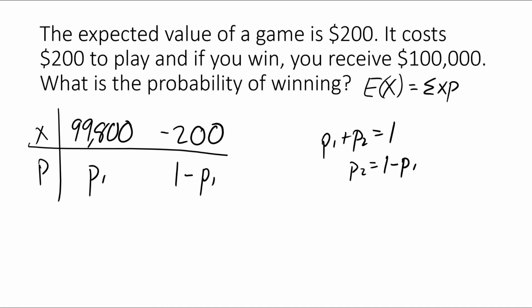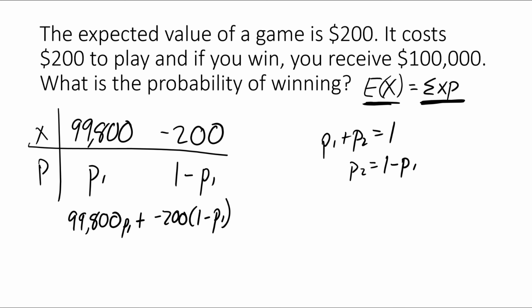All right. So when we multiply our x's times our p's here, we're going to get 99,800 P1 plus negative 200 times 1 minus P1. Now, that is the sum of the x's times the p's. That's this part of our formula right there. And that equals the expected value, right? Well, the expected value is actually given in our problem. It is $200. So we know this equals 200. Now it just becomes an algebra problem. Now we're just solving for P1.